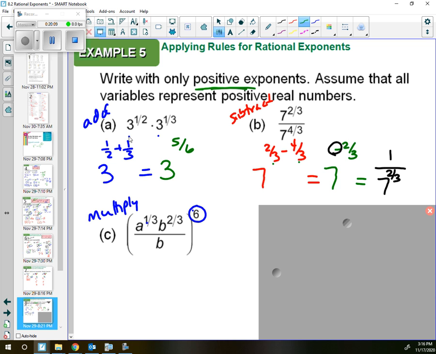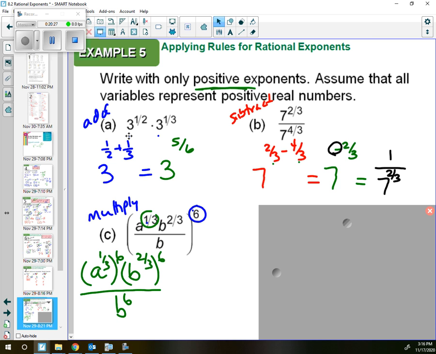So let's take a look at the first one. A to the 1/3 to the 6th. And then we have a b to the 2/3 to the 6th. And then on the bottom, we have b to the 6th, and then we can simplify. So let's take a peek and see if we can do each of those. Power to a power, we multiply. So 1/3 times 6. So 6 divided by 3, basically, which would be an a squared. 2/3 times 6. So 3 divides into 6 twice, times 2 would be b to the 4th. And then it looks like we just have a b to the 6th in the bottom.